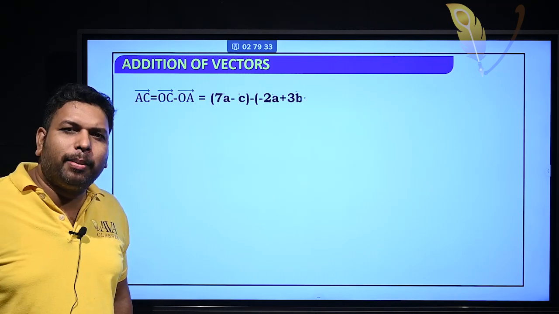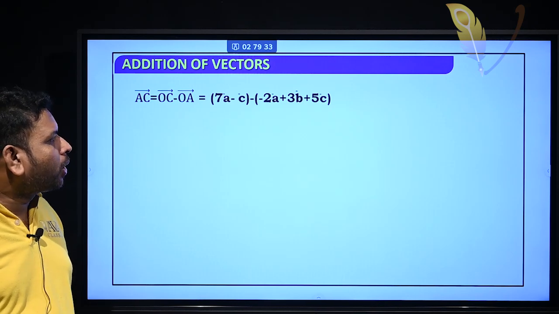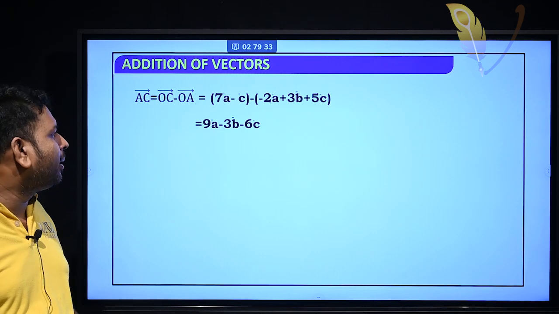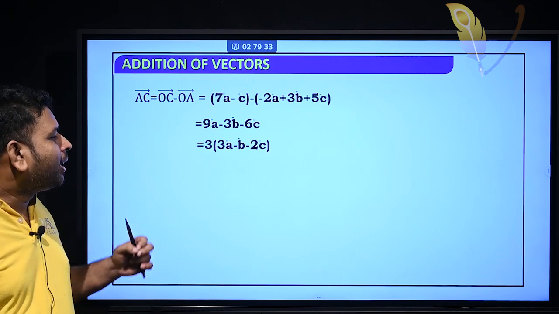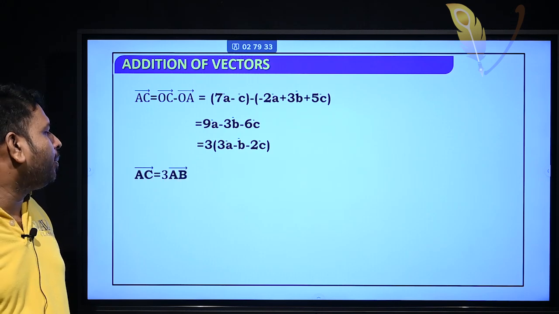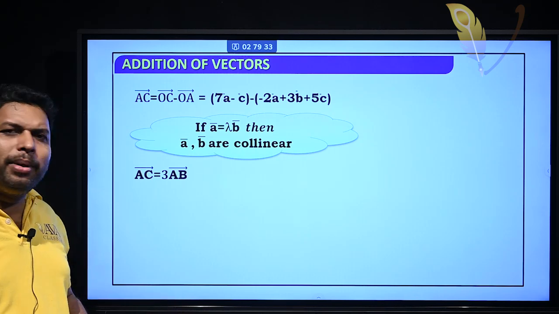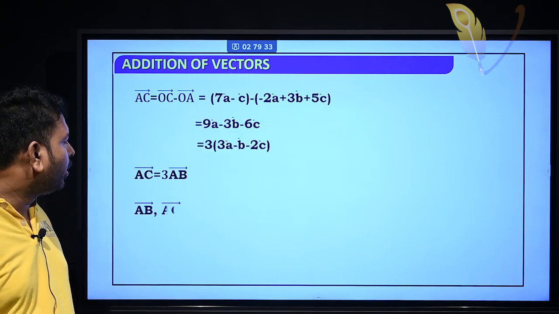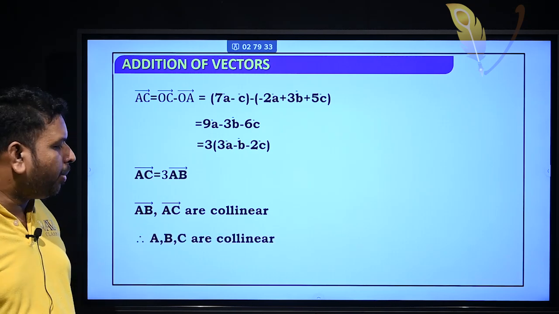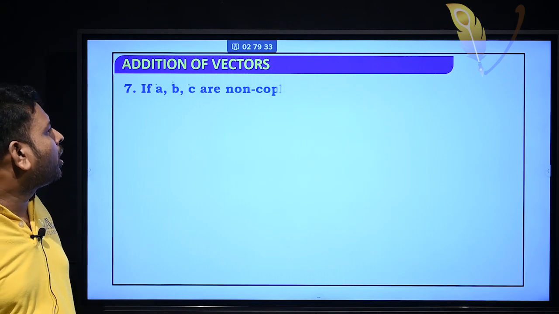AC equals OC minus OA. So it is 7a minus c minus 2a plus 3b plus 5c, that is 9a minus 3b minus 6c. So it is 3 times 3a minus b minus 2c. So AC equals 3 times AB. So if AC equals lambda AB, then AB and AC are collinear. So AB, AC are collinear. Clear? Okay. So A, B, C are collinear.